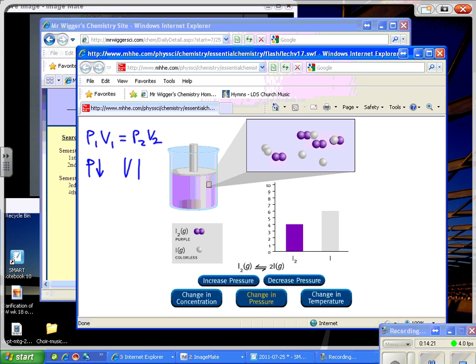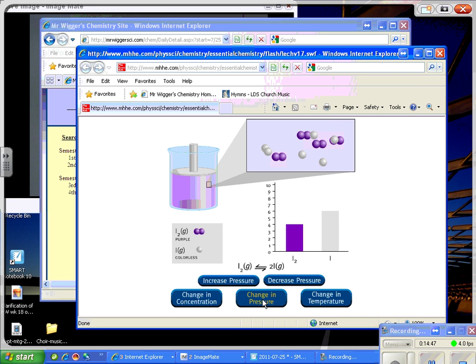Or, I said it backwards. As pressure goes down, volume will go up. When pressure goes up, volume will go down. And that is what we're going to see happen here, and LeChatelier is responsible for that. So let's increase the pressure. How are we going to increase the pressure here? The external stress is going to be to add more pressure.